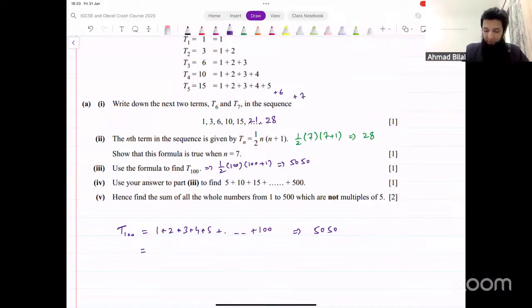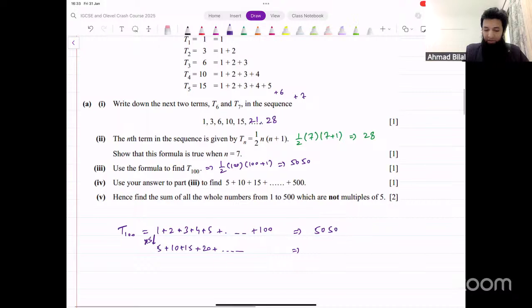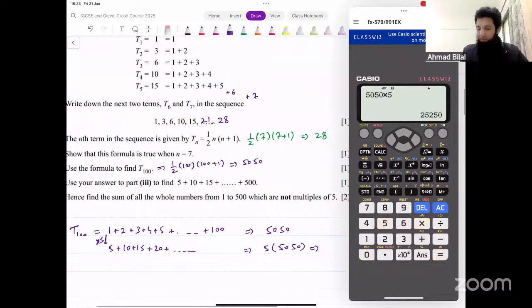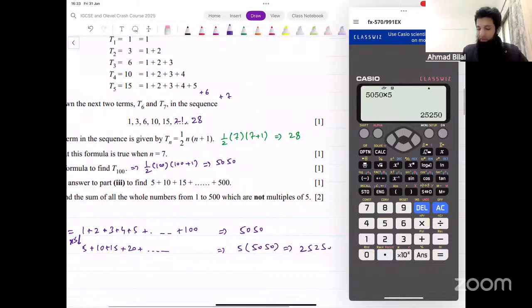if we were to multiply this whole thing by 5, the sequence becomes 5 plus 10 plus 15 plus 20, and so on. This sum would also get multiplied by 5. If you're multiplying every single term by 5, the sum also gets multiplied by 5. So this is going to be 5 times 5050, and that is 25250. That's the result that we get from this.